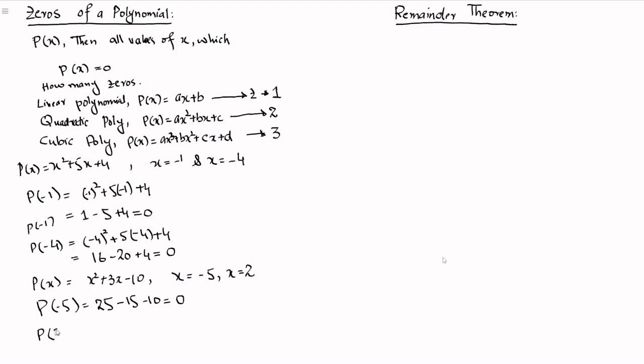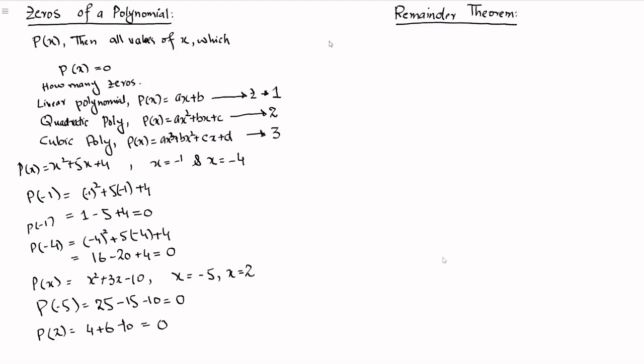Similarly, we can find p of 2 by inserting x is equal to 2. So 2 square is 4, plus 3 into 2 is 6, and minus 10. So 4 plus 6 is equal to 10. 10 minus 10 is equal to 0. So this quadratic polynomial has two roots, minus 5 and 2.